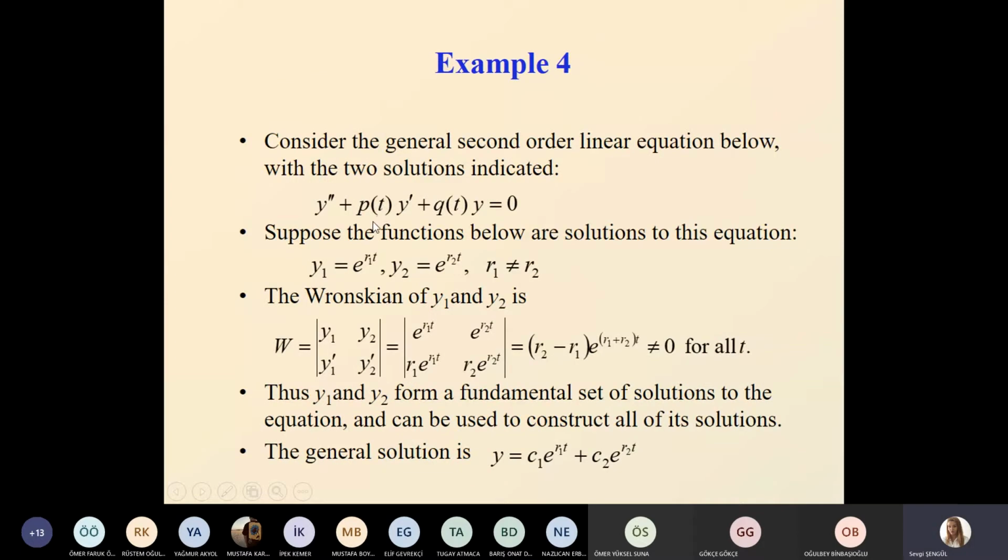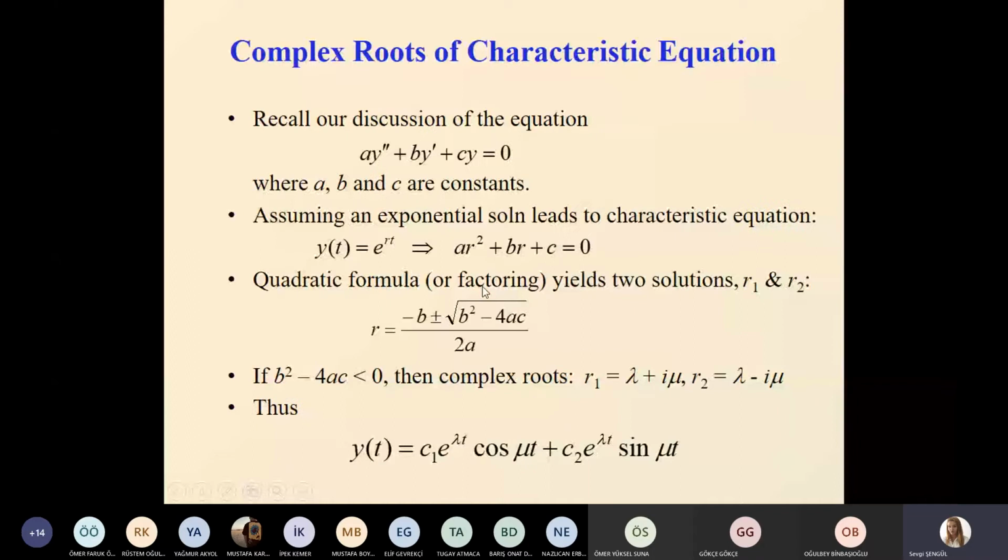And in here, I just showed that if you have two exponentials like that, once you take the Wronskian, it will never be zero. So if you have two distinct roots, the Wronskian is never zero, so you can assume that these are going to form your fundamental set of solutions, and you can write your general solution easily as the linear combination of these two like that. Okay, this is just showing you this is not going to be zero. You can use this method easily.